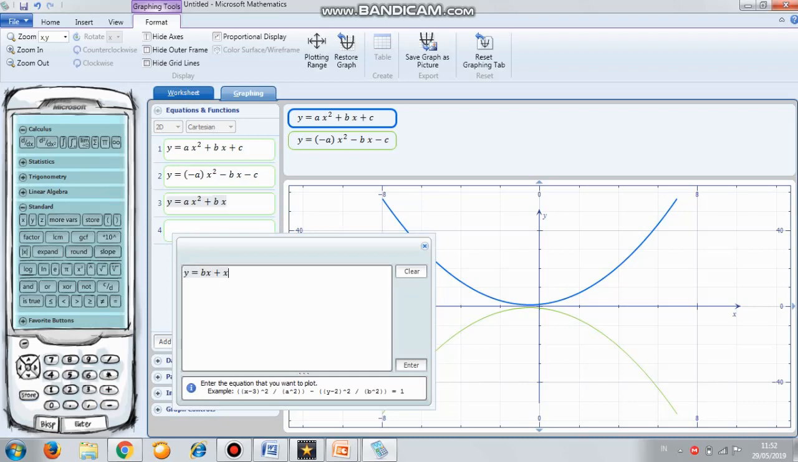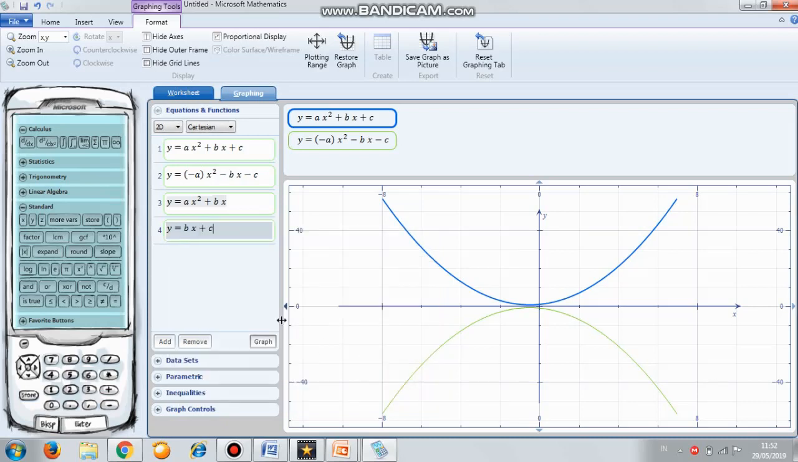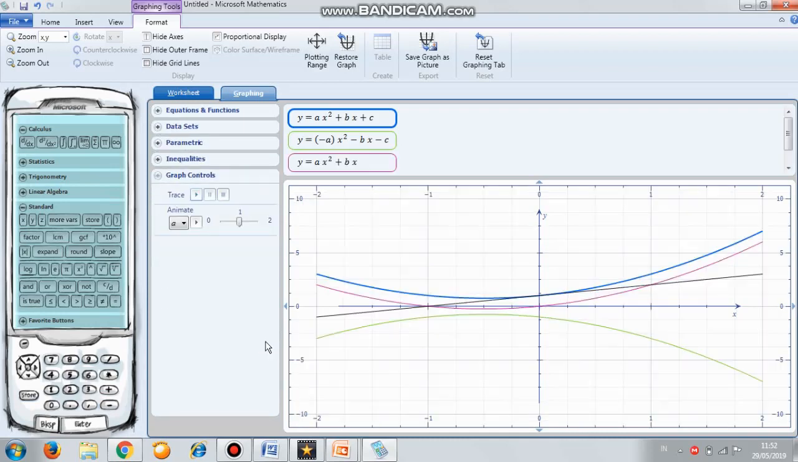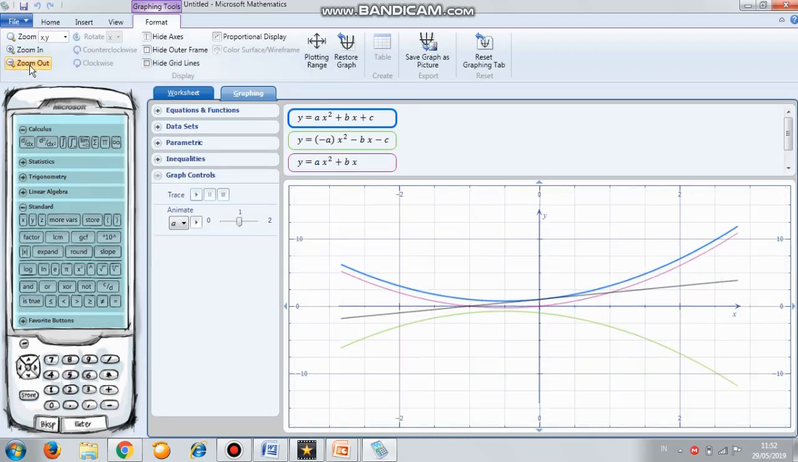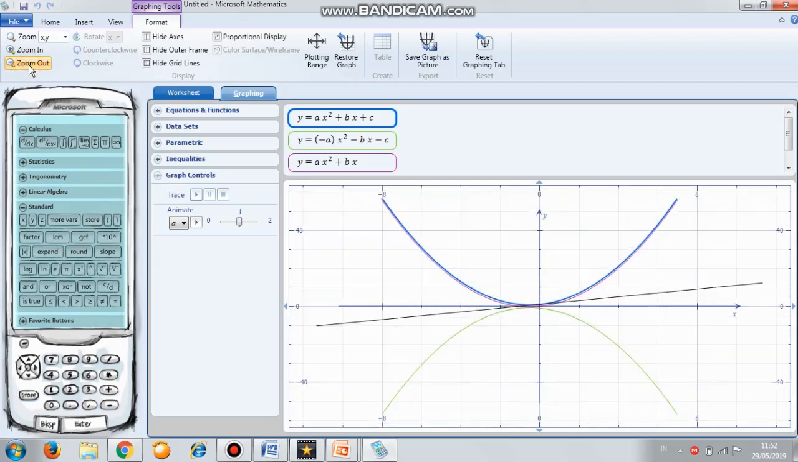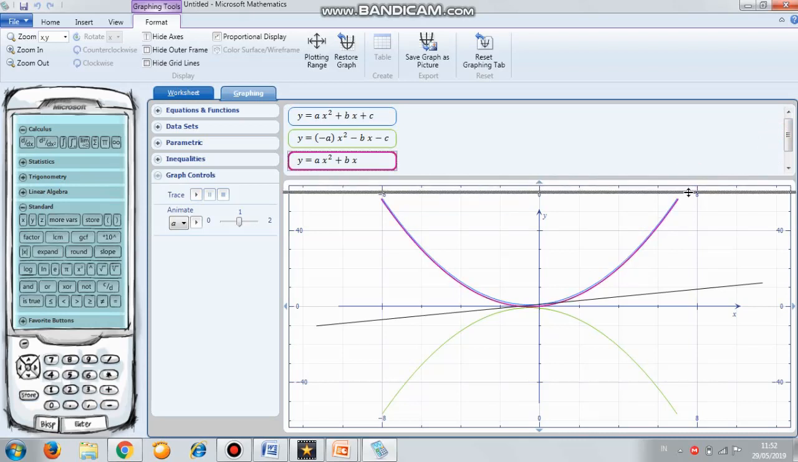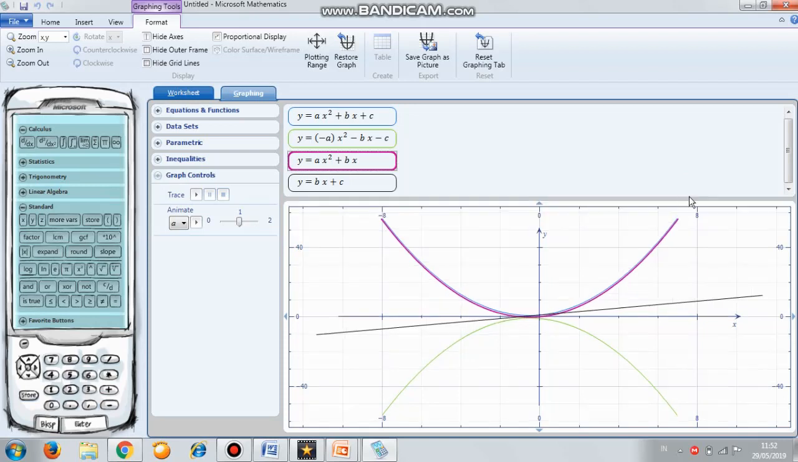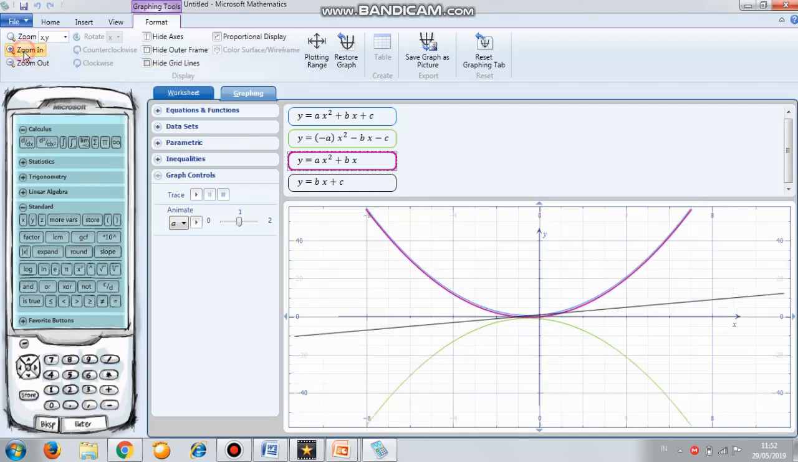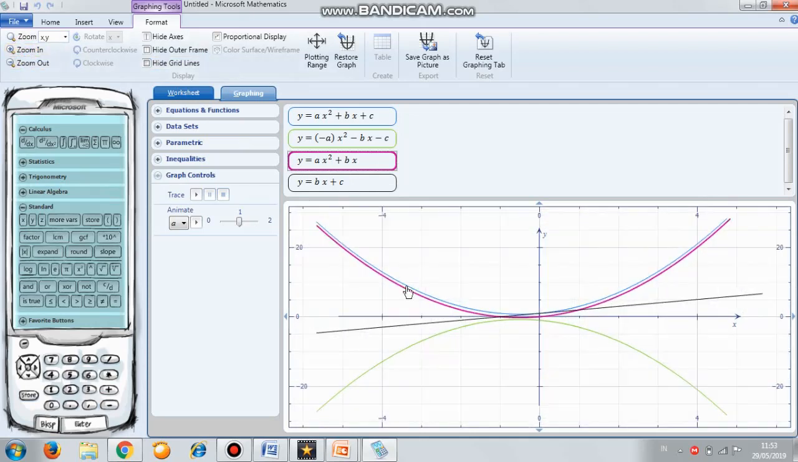Then enter. So let's take a look at the graph. What will happen? So it will be like this. Let's zoom out to find the shape of the graph. We know that from here, the blue color is the first quadratic equation with the values of a, b, c positive, and the green one is the quadratic equation with the values of a, b, c negative, and the purple is ax squared plus bx, and the black line is bx plus c.